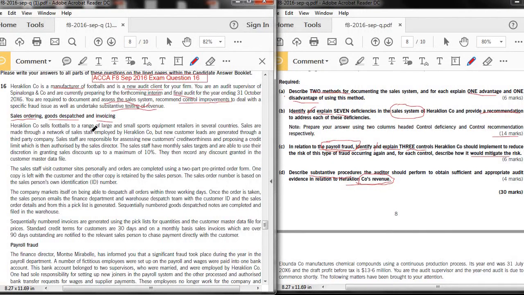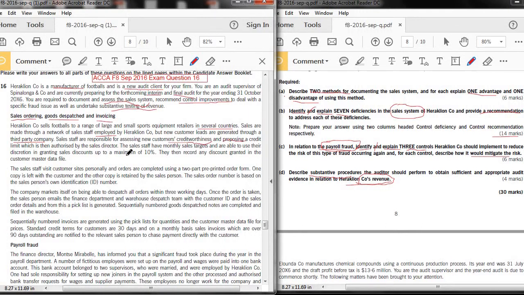Heraklion sells footballs to a range of large and small sports equipment retailers in several countries. Sales are made through a network of sales staff employed by Heraklion, but new customer leads are generated through a third-party company. Sales staff are responsible for assessing new customers' creditworthiness. This is going to be a deficiency. How can the sales staff assess the creditworthiness of the customer? It must be from any credit rating agency who is specialized in the field, proposing a credit limit, which is then authorized by the sales director. It is authorized by the sales director.